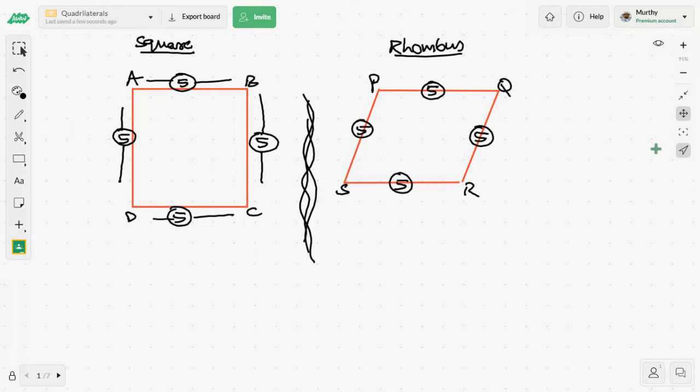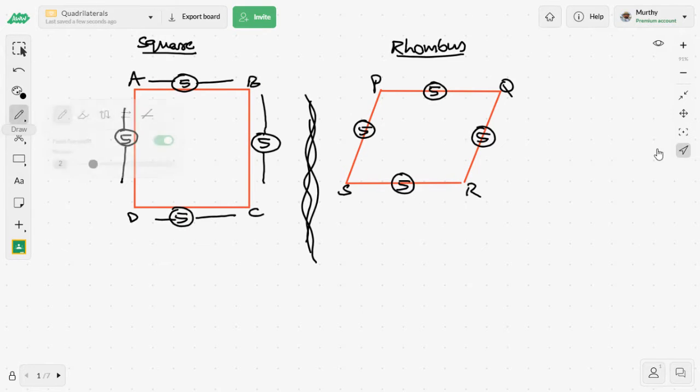You can see that the difference is that in a square, all the four corners are at 90 degrees. This is 90, and here the corners are not at 90 degrees. That is the main difference between a square and a rhombus. Again, I'm repeating: all four corners of a square are 90 degrees, whereas in a rhombus the four corners are not 90 degrees. That's the basic difference between a square and a rhombus.